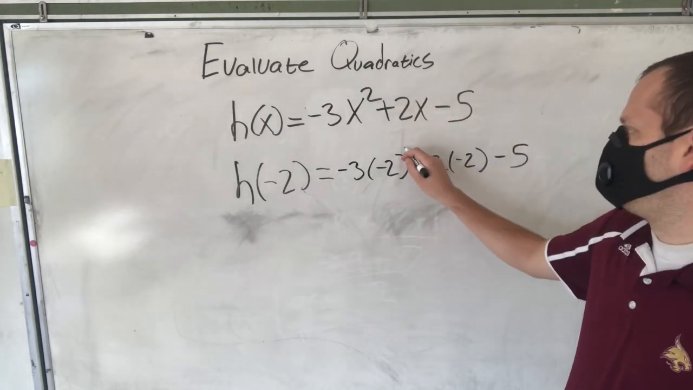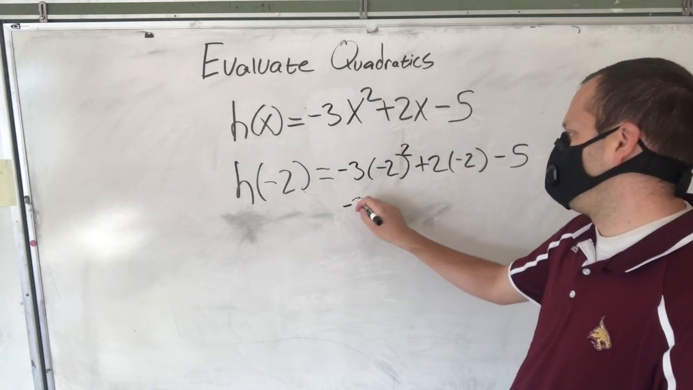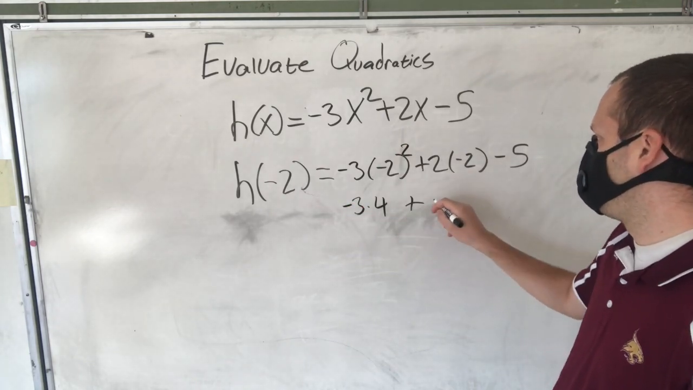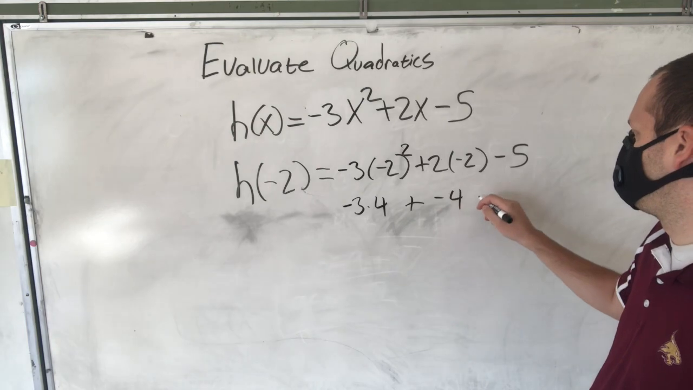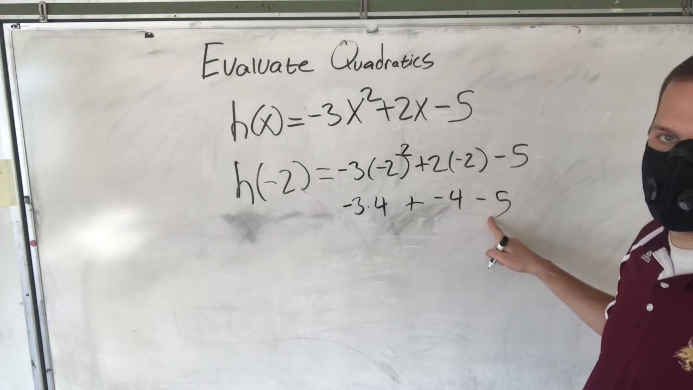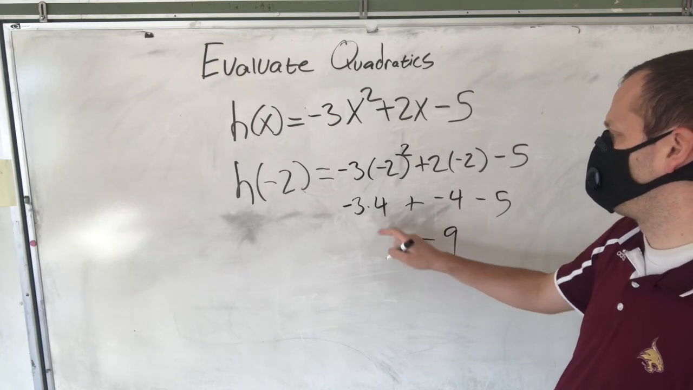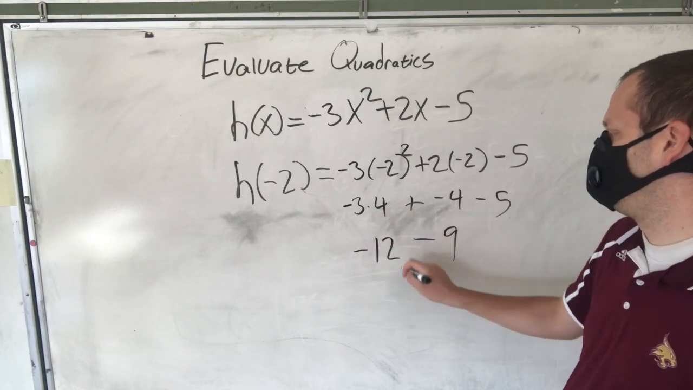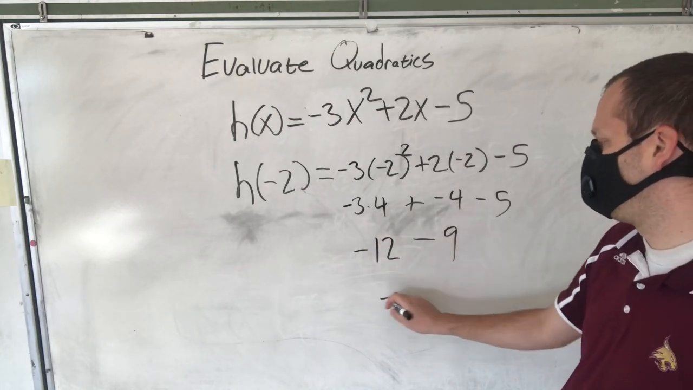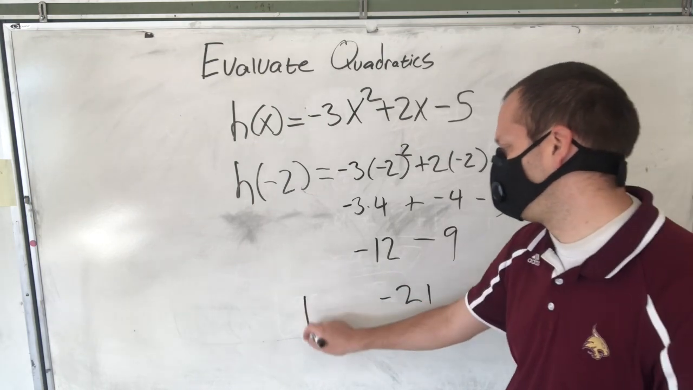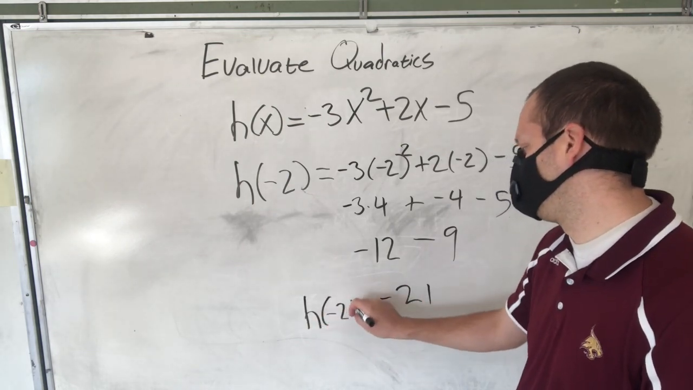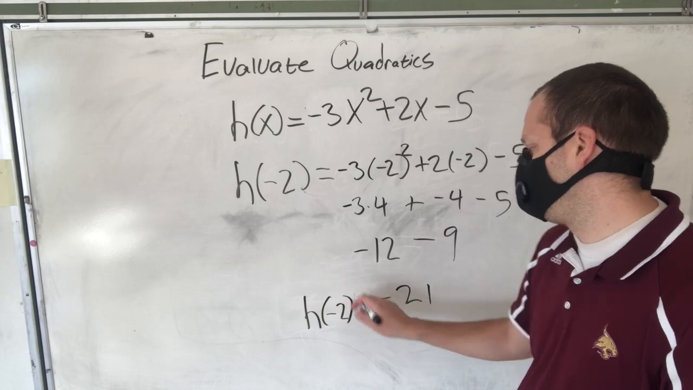We're going to go through, can't forget to square it. That gives me negative 3 times 4 plus negative 4 minus 5. What's negative 4 minus 5? Negative 9. What's negative 3 times 4? Negative 12. What's negative 12 minus 9? Negative 21. So h of negative 2 is negative 21.